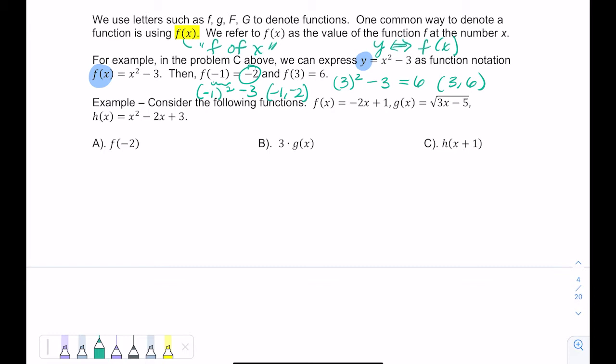So let's take a look at the following functions. We have f of x equals -2x plus 1, g of x, which is the square root of 3x minus 5, and h of x, another quadratic. We have x squared minus 2x plus 3. So in letter A, if we need to find f of -2, I'm going to take my f function, and I'm just going to replace the x with the -2.